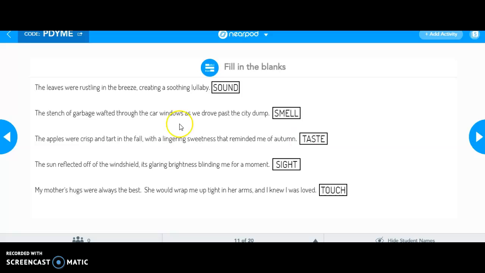Okay, so I'm going to show you this. I've already answered them for you, but I want you to get a feeling here. The leaves were rustling in the breeze, creating a soothing lullaby. This is obviously accessing sound imagery. Then we have, the stench of garbage wafted through the car windows as we drove past the city dump. That's smell. It's accessing our sense of smell. It's smell-based imagery. The apples were crisp and tart in the fall with lingering sweetness that reminded me of autumn. That's taste imagery. The sun reflected off the windshield, its glaring brightness blinded me for a moment. This is sight imagery. And then finally, my mother's hugs were always the best. She would wrap me up tight in her arms, and I knew I was loved. That is touch imagery.